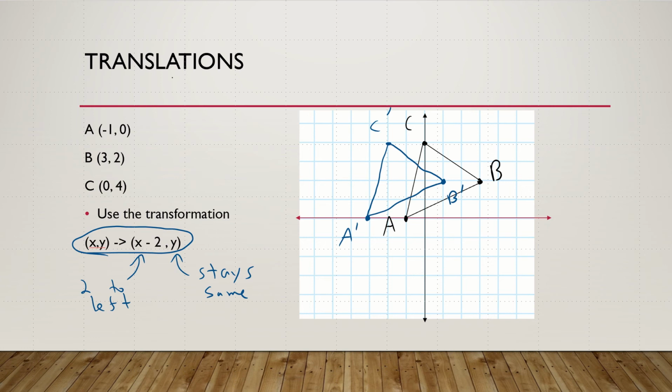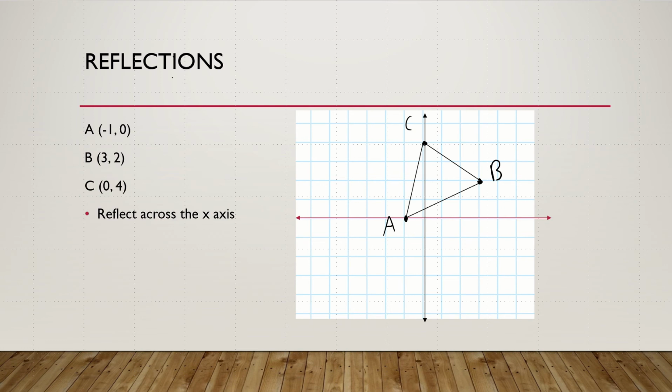Okay, everyone, let's move to the second type of transformation, which is called reflections. So we have the same triangle here, and we're going to reflect it across the x-axis. So remember the x-axis is this one, so we're going to reflect each point across that axis. So we'll begin with A. Notice that point A, which is right here, is on the x-axis. So that means we don't move it. Point A is the same as point A prime.